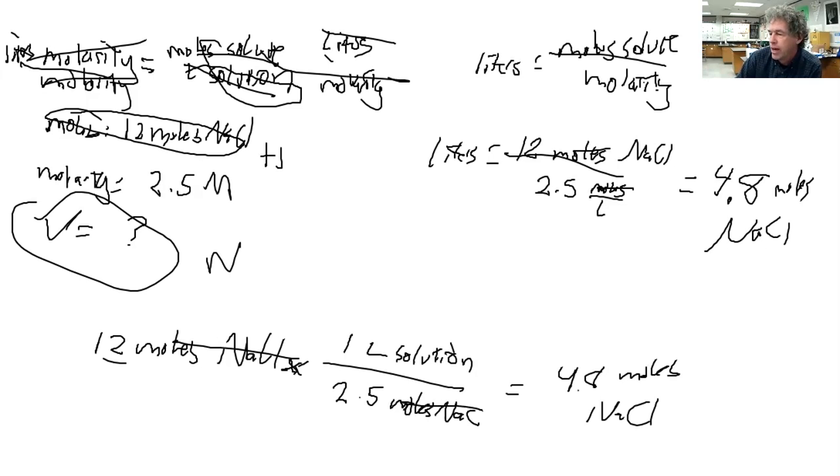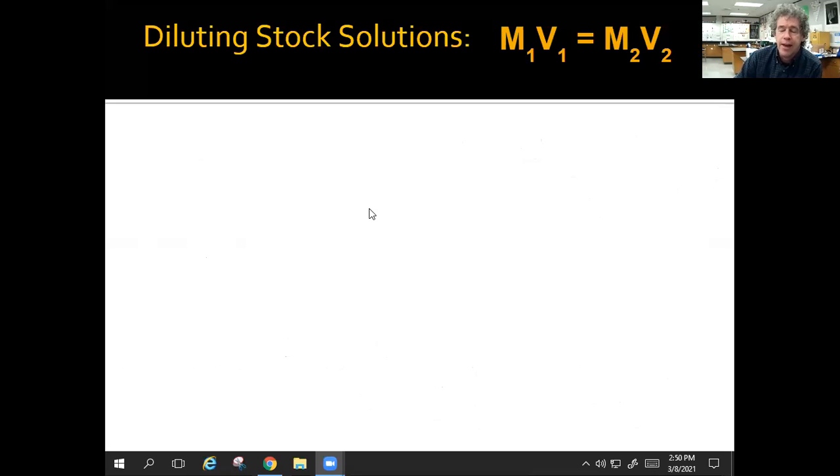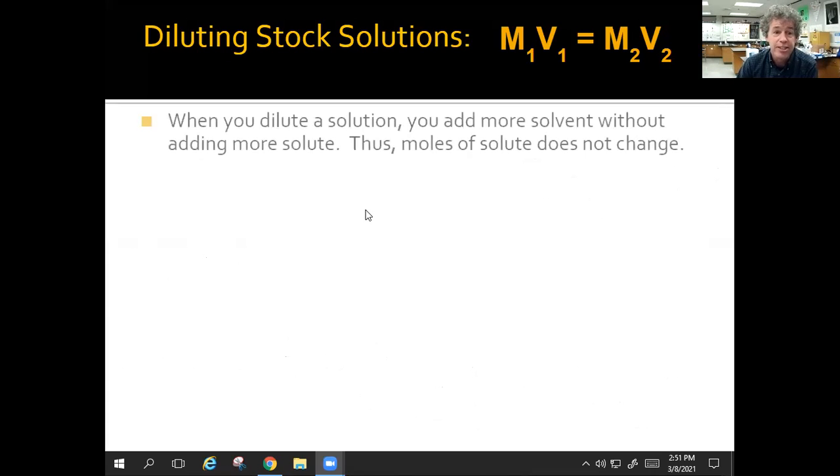Now we can go back to screen one here. Today we introduced diluting stock solutions. The gist of this is that when you dilute a solution, you're starting out with some solution that has some solute dissolved in it. When you dilute it, you're adding more liquid in without adding more solute. Because of that, the moles do not change.